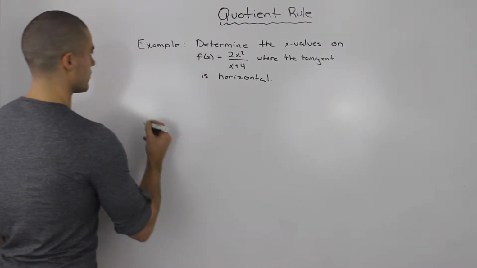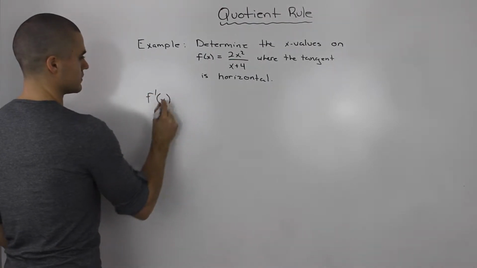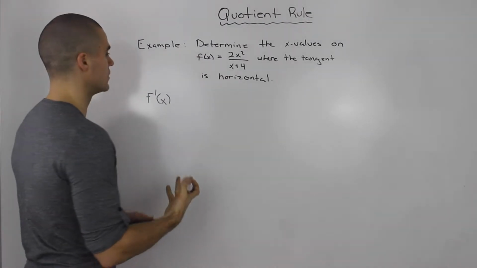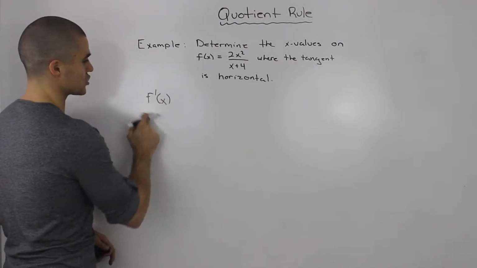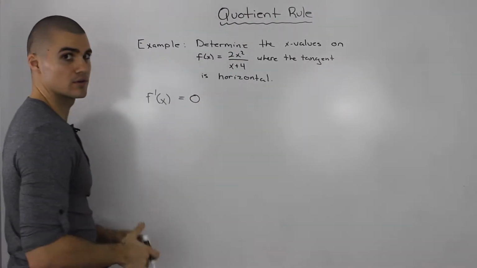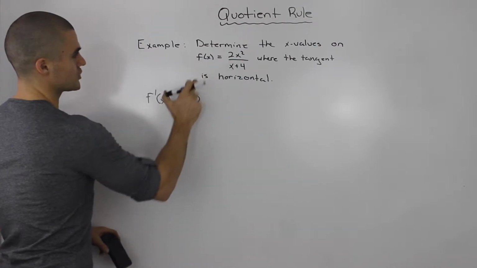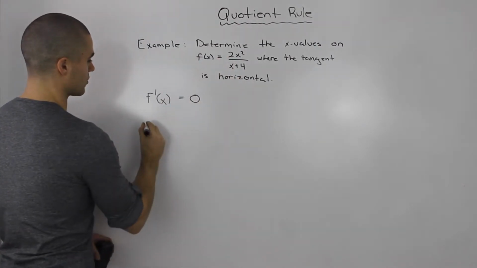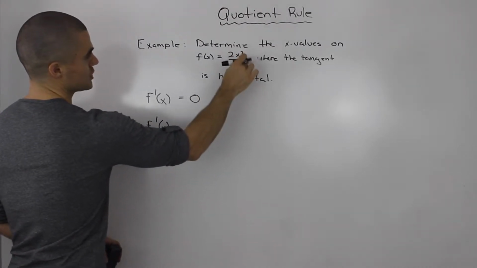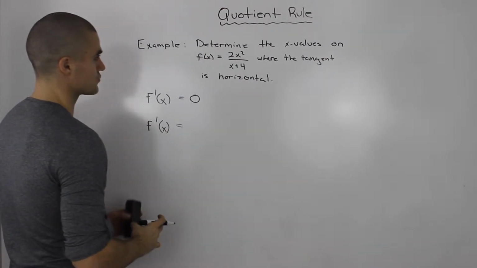And we know that the derivative of a function gets us the slope of the tangent at an x value. So we want to find out, when does the slope of the tangent equal 0? So that's what we're going to be solving. So if our function is 2x squared over x plus 4, the derivative of it, because it's a rational function here, we can just use the quotient rule. And what's the quotient rule again?